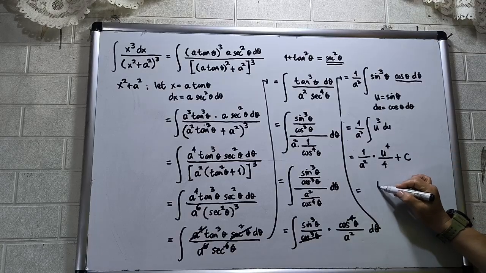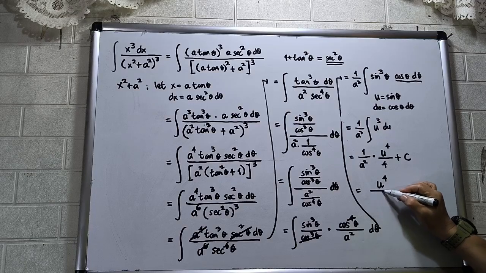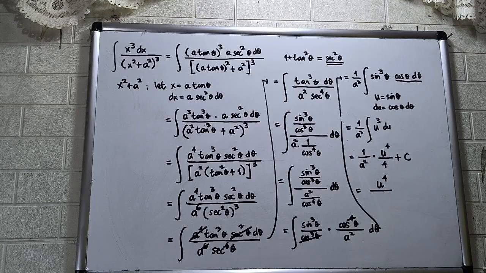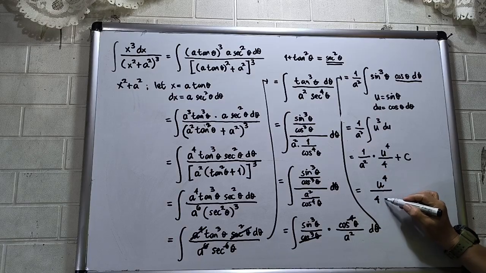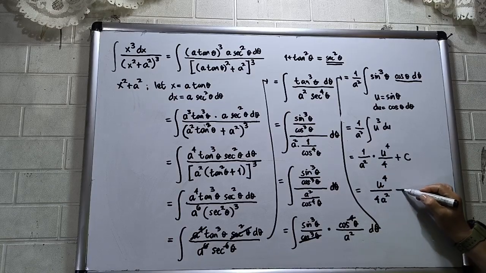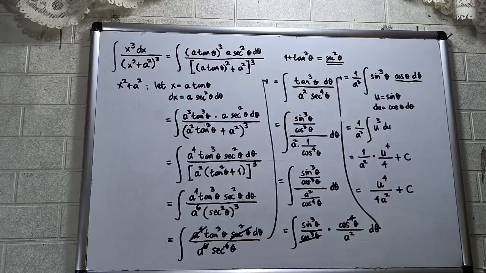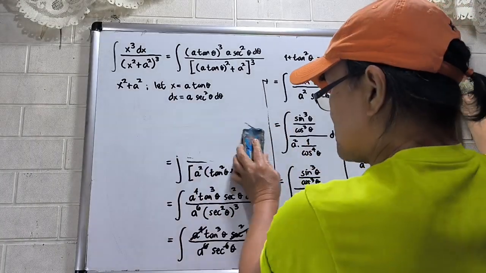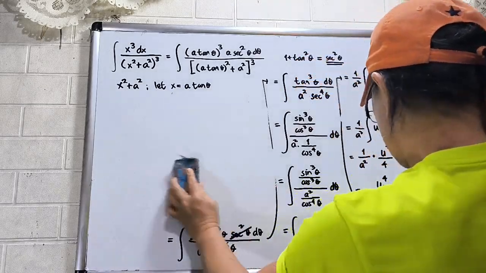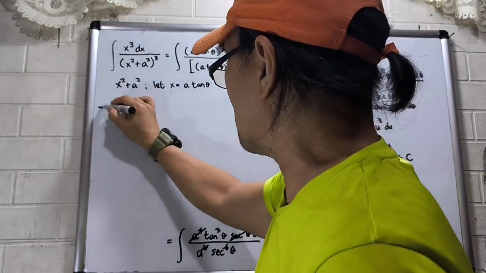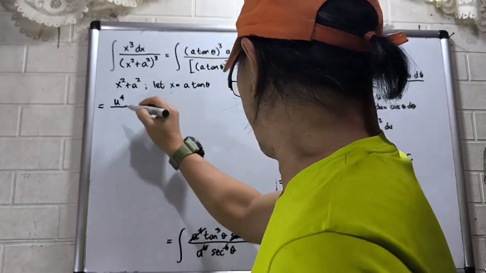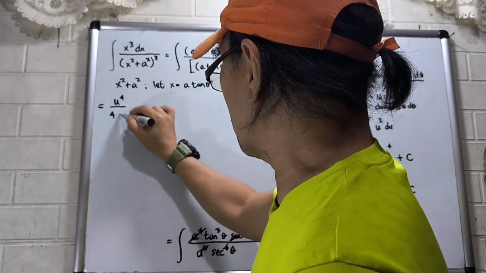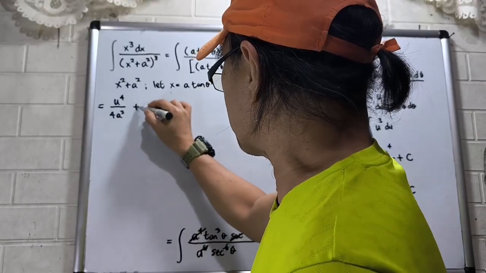So I have now u to the 4th over a squared, 4a squared, then plus c. Okay? Since I don't have space anymore, allow me to erase this portion. Okay, so I will write in here. So this will be u to the fourth over 4a squared, then this will be plus c.